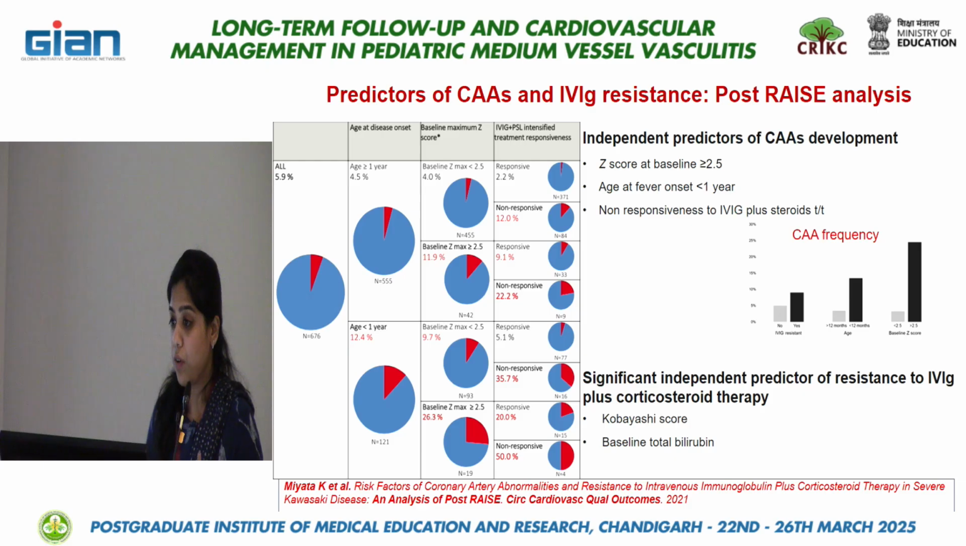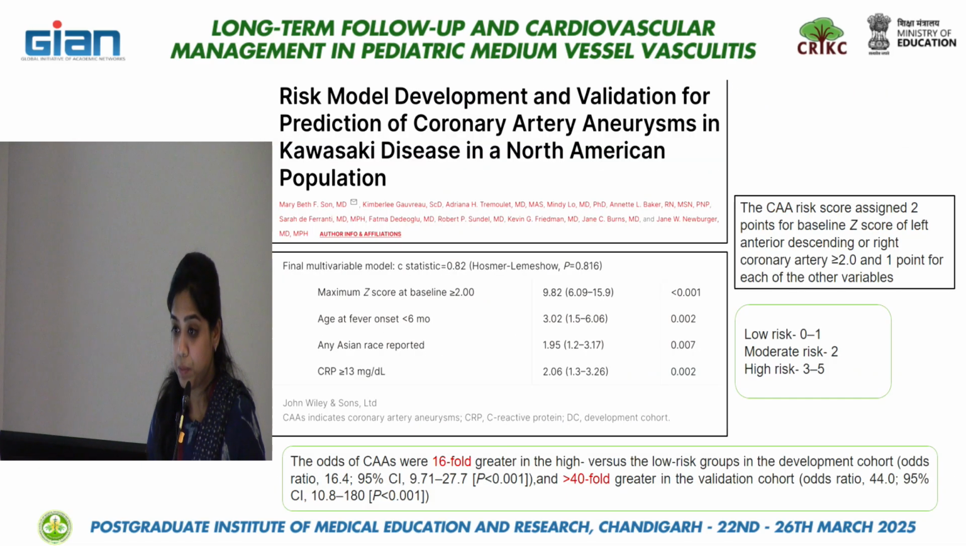So this is from the post-RISE trial, in which they have mentioned independent predictors for coronary artery abnormality. They mentioned 3 factors: the baseline Z-score being more than 2.5, age of onset being less than 1 year, and non-responsiveness to IVIG plus steroids. The significant independent risk factors for IVIG resistance are the Kobayashi score and baseline total bilirubin levels. So these are the independent risk factors that they have mentioned for the development of CAAs and IVIG resistance.